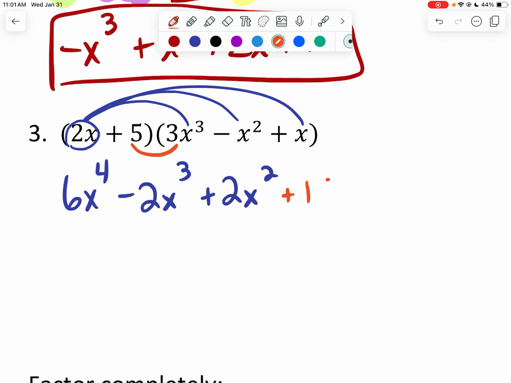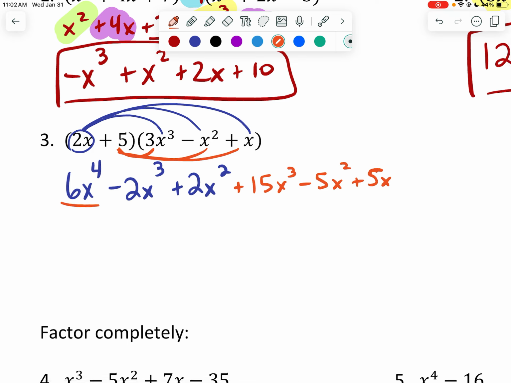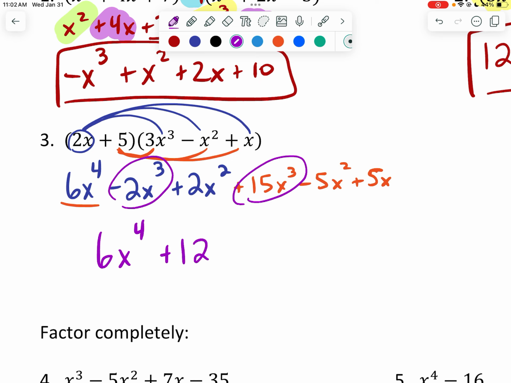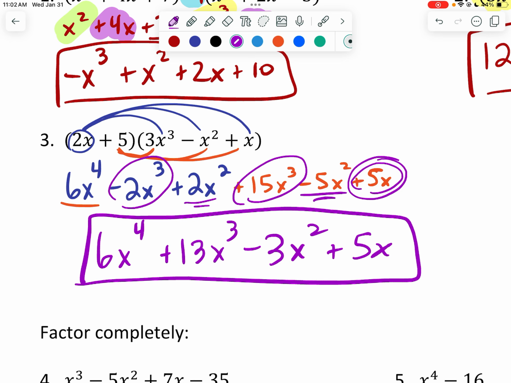So 5 times 3x, that's 15x to the third. 5 times negative x squared, that's minus 5x squared. And then 5 times x, that's 5x. And then just like the other questions, combine like terms. That's the only thing with a 4. I have a minus 2x to the third plus 15x to the third, so that's plus, not 12, that's plus 13x to the third. This would be minus 3x squared, and then plus 5x. That's standard form, everything's in order, so that looks good.